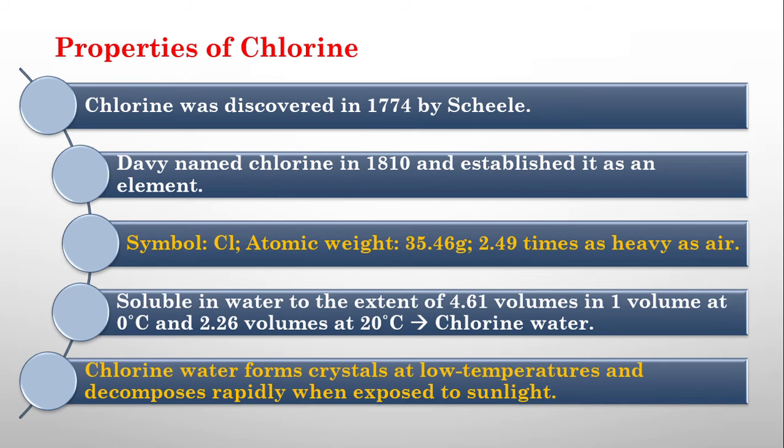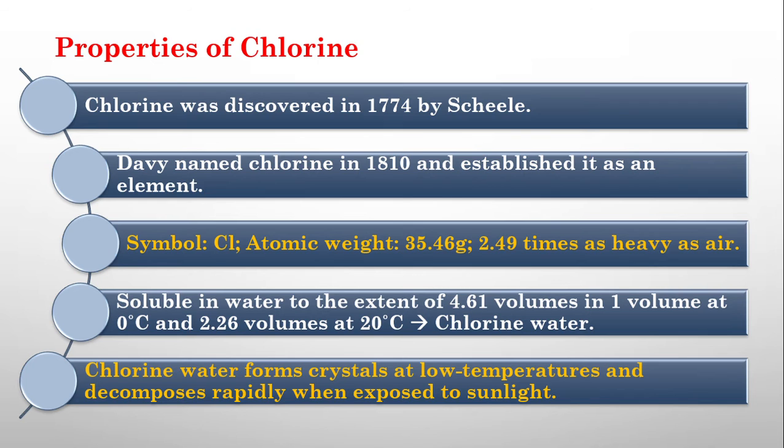And what are the properties of chlorine to be used as a disinfectant? Chlorine was discovered in 1774 by a scientist known as Scheele, but it was named as chlorine by Davy, a scientist known as Davy in 1810, and he has established it as an element. Okay, actually, chlorine is added to the periodic table in 1810 by Davy. Okay, and its symbol is Cl. You all know that. Atomic weight is 35.46 gram.